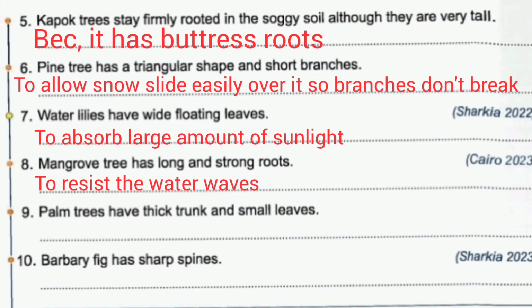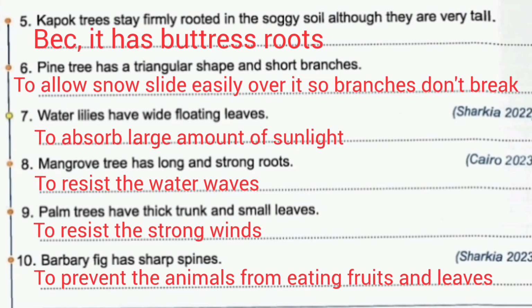Number 9. Palm trees have a thick trunk and small leaves to resist the strong winds. The last question in give reasons for. Number 10. Barbary fig has sharp spines to prevent animals from eating its fruits and leaves.